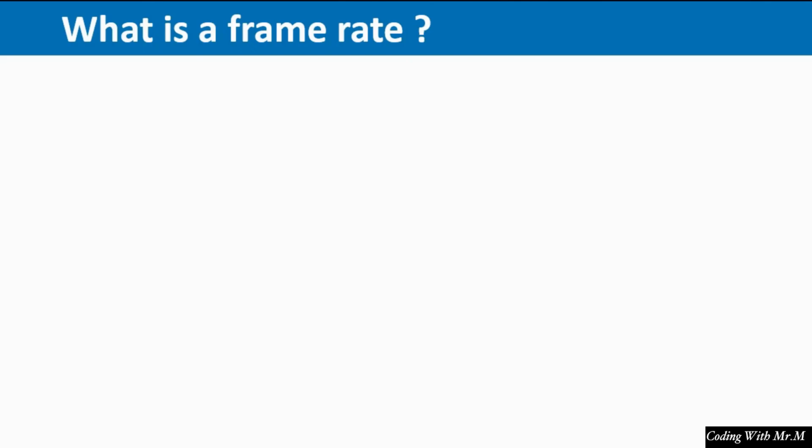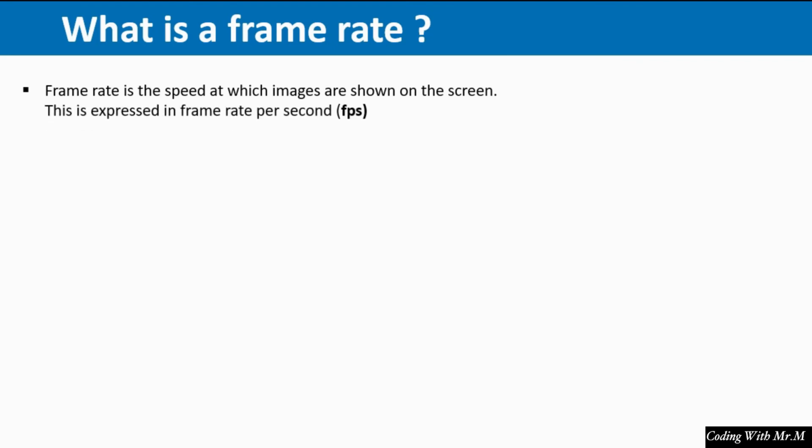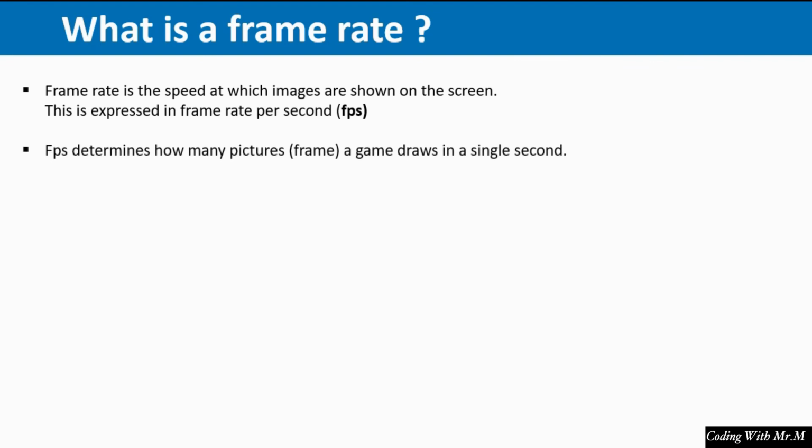What is a frame rate? A frame rate is basically the speed at which images are shown or drawn on the screen. And this is expressed in frames per second. The frames per second determines how many pictures or frames a game draws in a single second. This basically influences how fast and fluid a game runs.